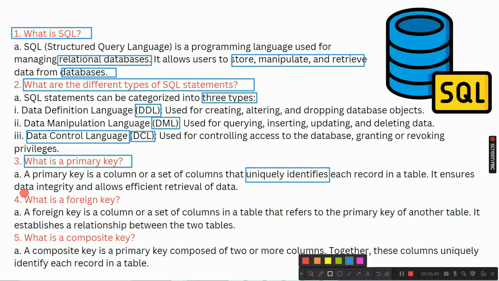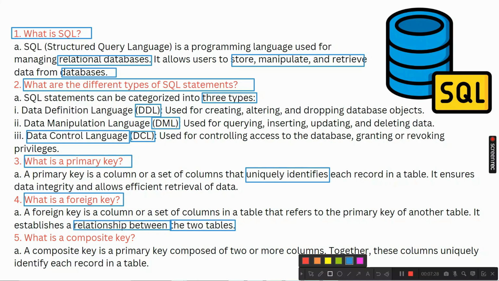Then the next is, what is a foreign key? A foreign key is a column or a set of columns in a table that refers to the primary key of another table. It establishes a relationship between the two tables. So the main concept of primary key and foreign key is to create the relationship between tables.